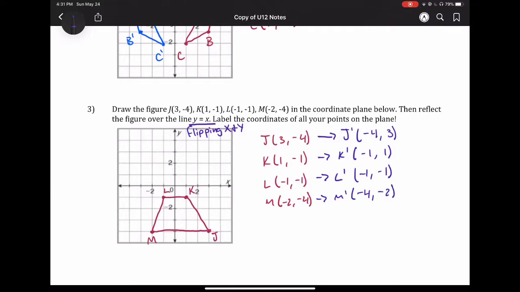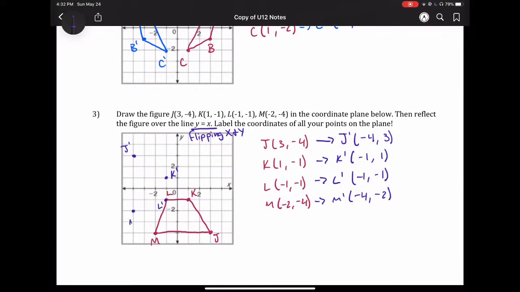Now that I have my coordinate points, I'm going to go ahead and plot those on my graph. So I have my J at negative 4, positive 3. That's my new J. I have K at negative 1, positive 1. That's my new K. I have my new L at negative 1, negative 1, which happens to be the exact same place we were in before. And I have my new M at the point negative 4, negative 2. So that's my new M.